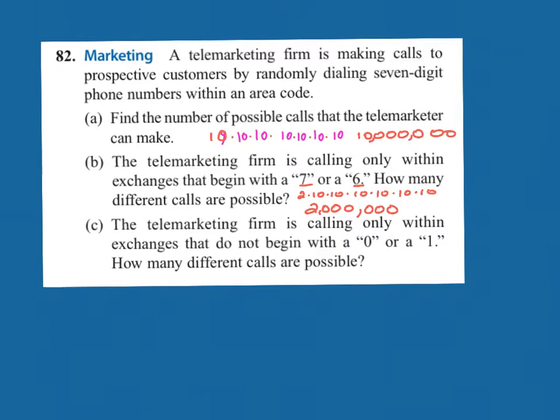And then C says the telemarketing firm is calling only within exchanges that don't begin with a 0 or 1. So this was just like the example that we did from the homework. If it's not a 0 or 1, that means it's 8 times 10 times 10. And this would be 8 million possible calls.